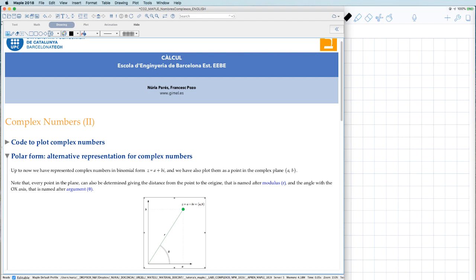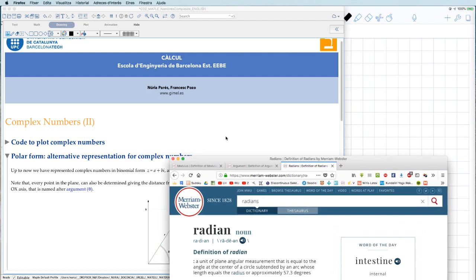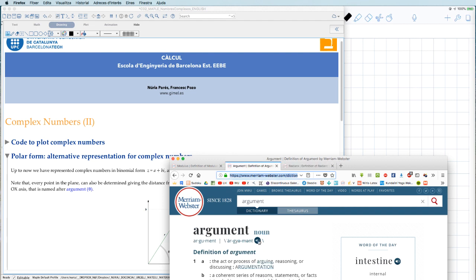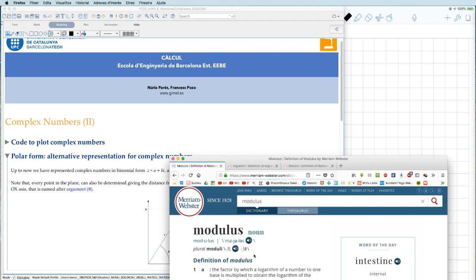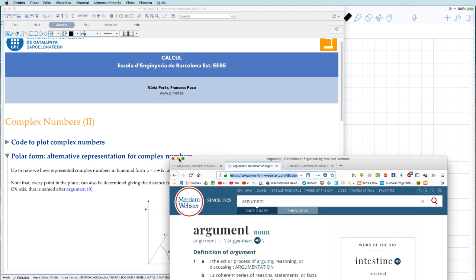In order to properly pronounce these words, because these are two new words for us, we can move here and select argument, or also modulus, which is quite a difficult word to pronounce. Modulus. You can go anytime you need to Merriam-Webster and press how to pronounce modulus, or argument, or radians if you need.